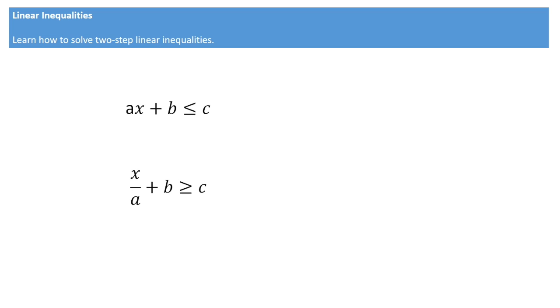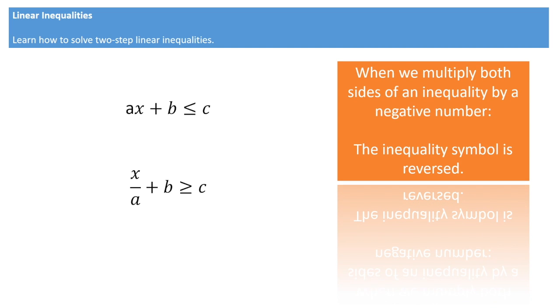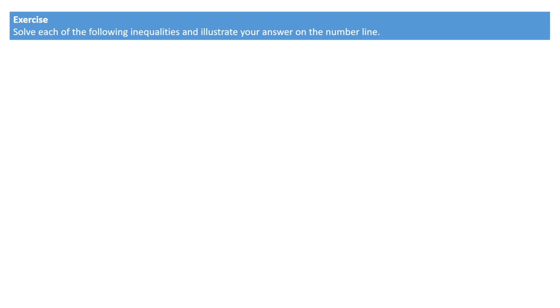Now, we'll work through a few examples of these, but first, let's remind ourselves of the important rule to remember. When we multiply or divide both sides of an inequality by a negative number, we must reverse the inequality symbol. Now, keeping that in mind, let's go ahead and work through some examples.